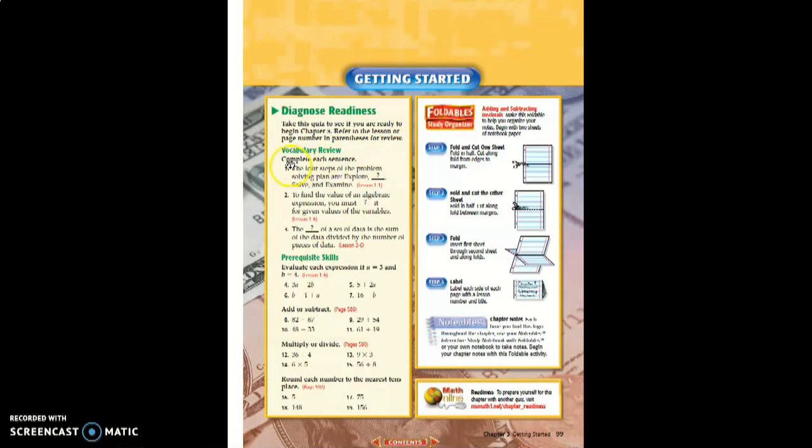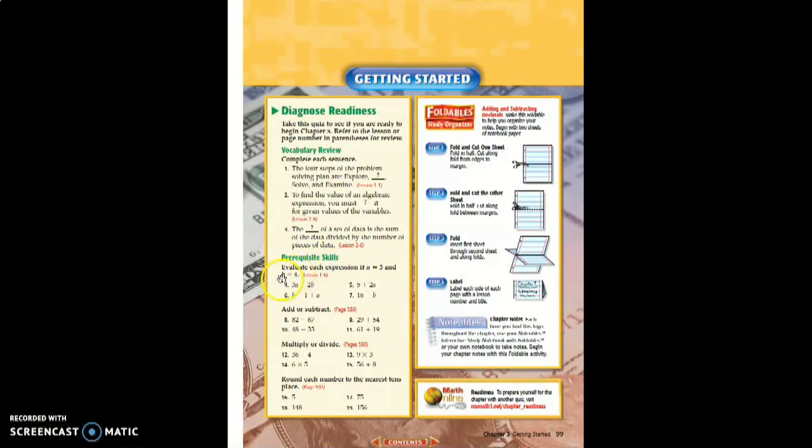Vocabulary review. Complete each sentence. 1. The 4 steps of the problem solving plan are explore, plan, solve, and examine. 2. To find the value of an algebraic expression, you must evaluate it for given values of the variables. 3. The mean of a set of data is the sum of the data divided by the number of pieces of data.